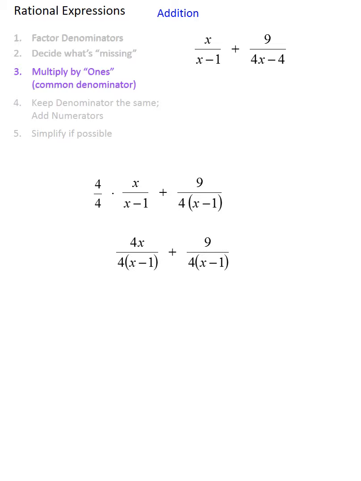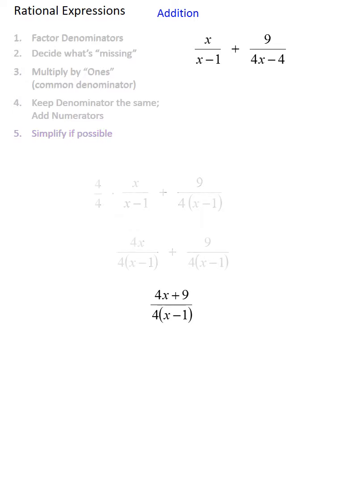So I've multiplied the fractions together, and now I'm ready. By the way, notice the denominators do match, which was my goal. I now have a common denominator, and now I'm ready to keep my denominator the same and add the numerators. Okay, I've merged it into a single fraction, I've kept my denominator the same, and I've added the numerators. Step 5, simplify if possible. Well, it's not possible to simplify this, so I'll leave it. And that is my final answer.